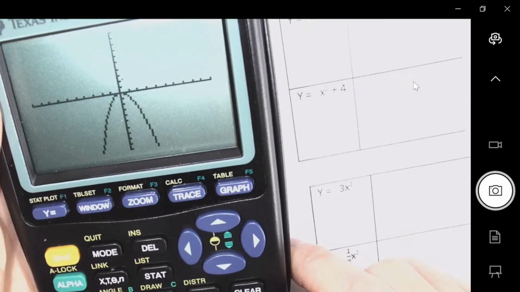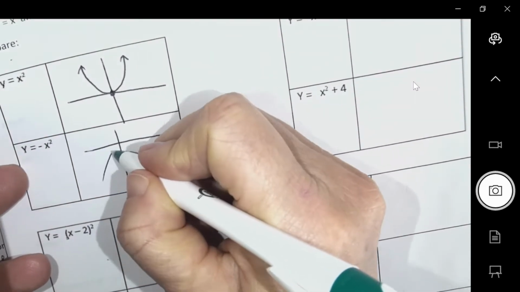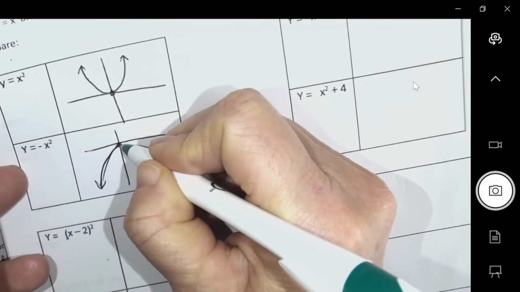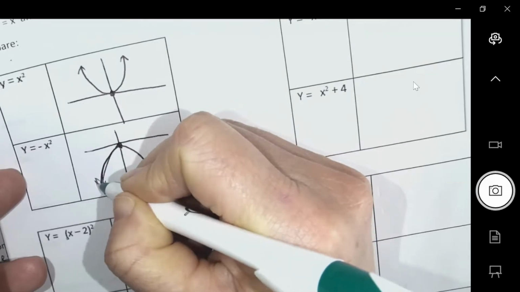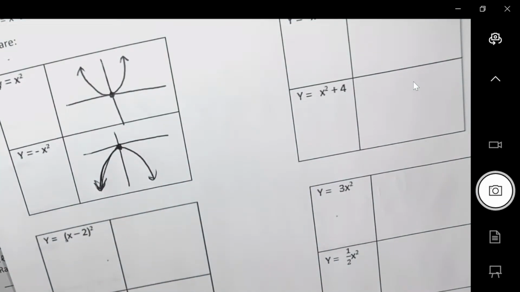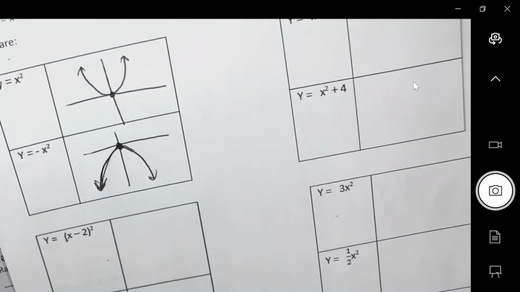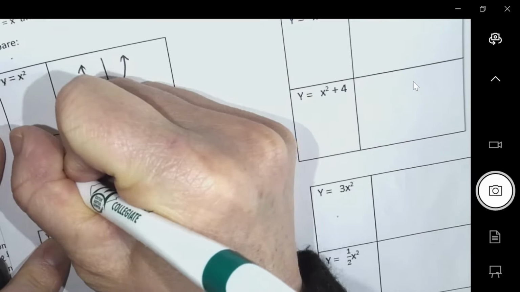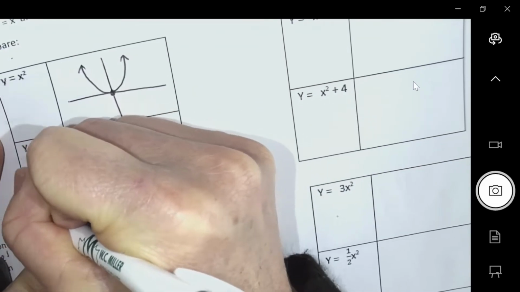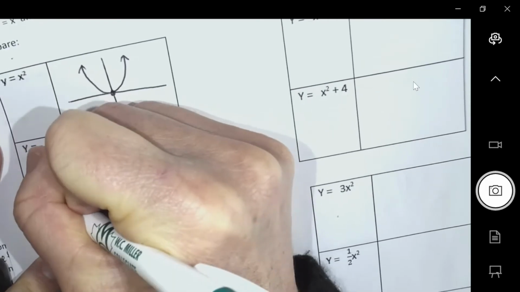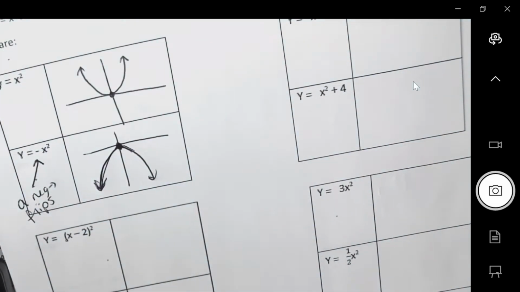And do you see something? So this is what I am seeing. Negative X squared. Okay, so what do you think? What happened? So then we can conclude if A is negative, it will flip it. Okay, that's my conclusion. So if there's going to be a negative value in front of the X squared, this is going to flip that parabola. So it's going to open downward.